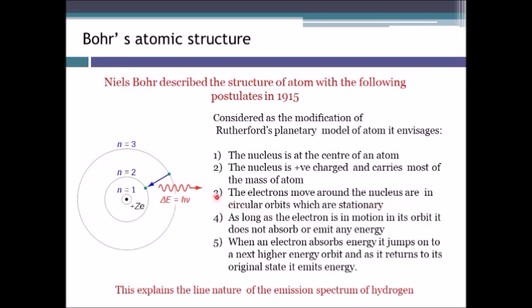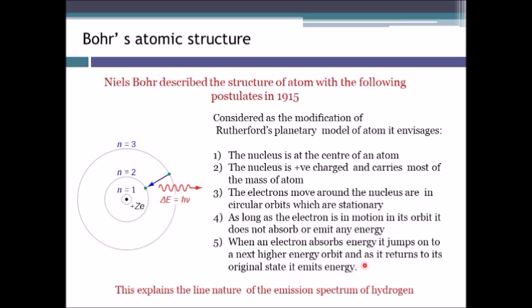Because it is assumed in Bohr's model that when an electron moves around a nucleus, it does not jump from one lower orbit to another higher orbit, or from its own orbit to another lower orbit. That means it does not absorb energy or emit energy. As long as the electron is in motion in its orbit, it does not absorb or emit any energy. When an electron absorbs energy, it will jump onto the next higher energy orbit, and as it returns to its original state, it will emit energy.